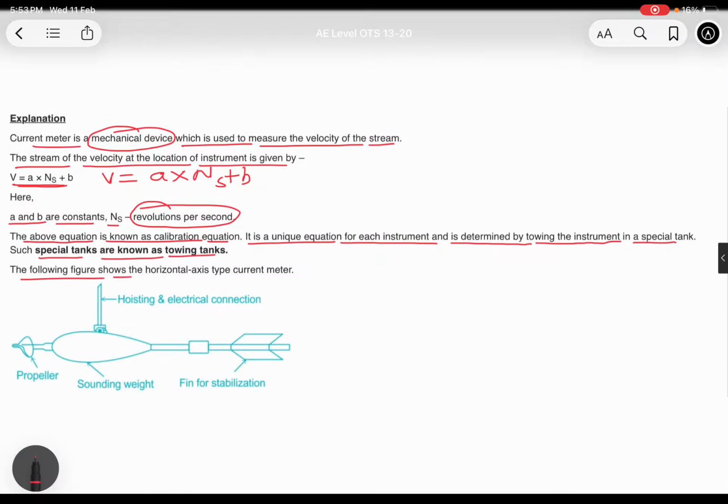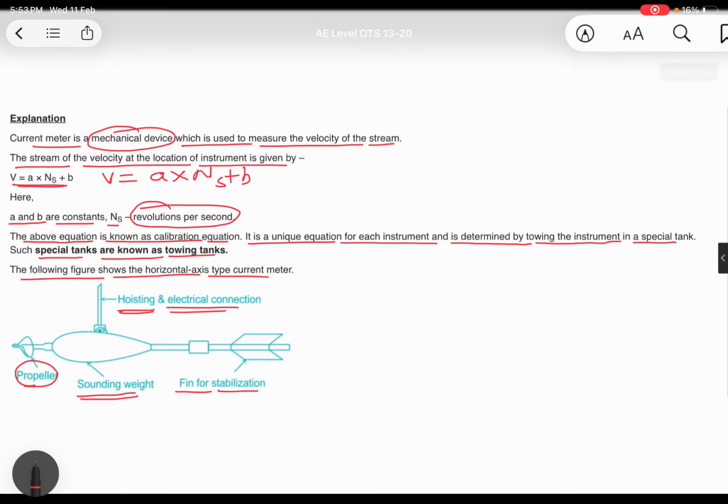The following figure shows a horizontal axis type current meter. Hoisting electrical connection. This is the propeller. This is the sounding weight and fin for stabilization.